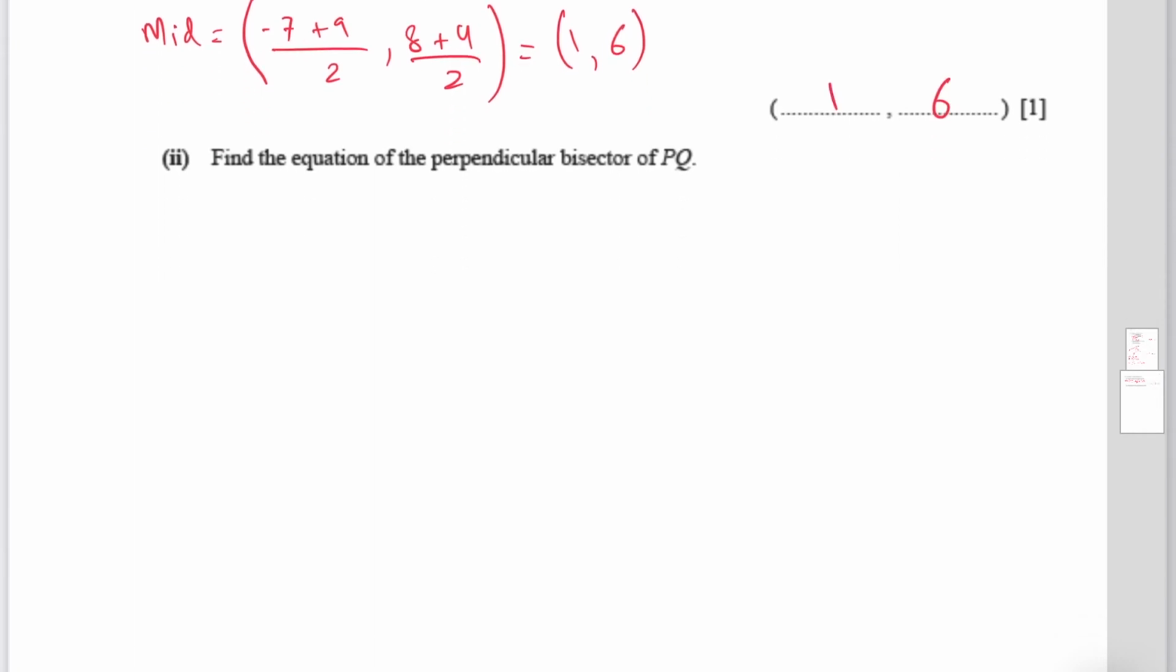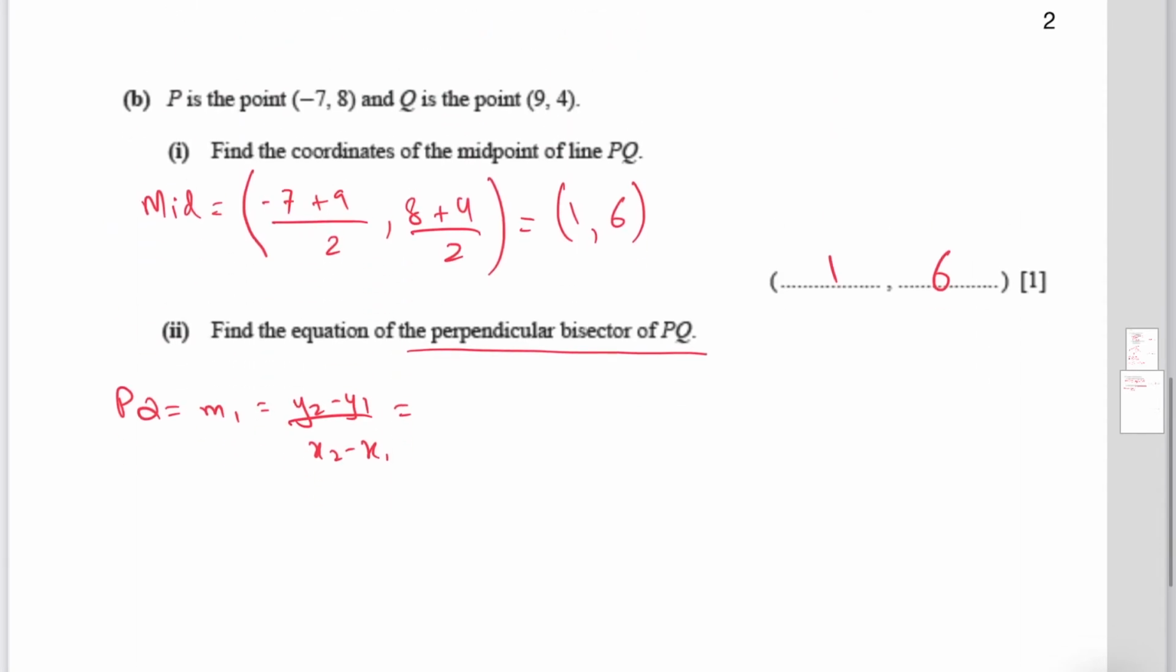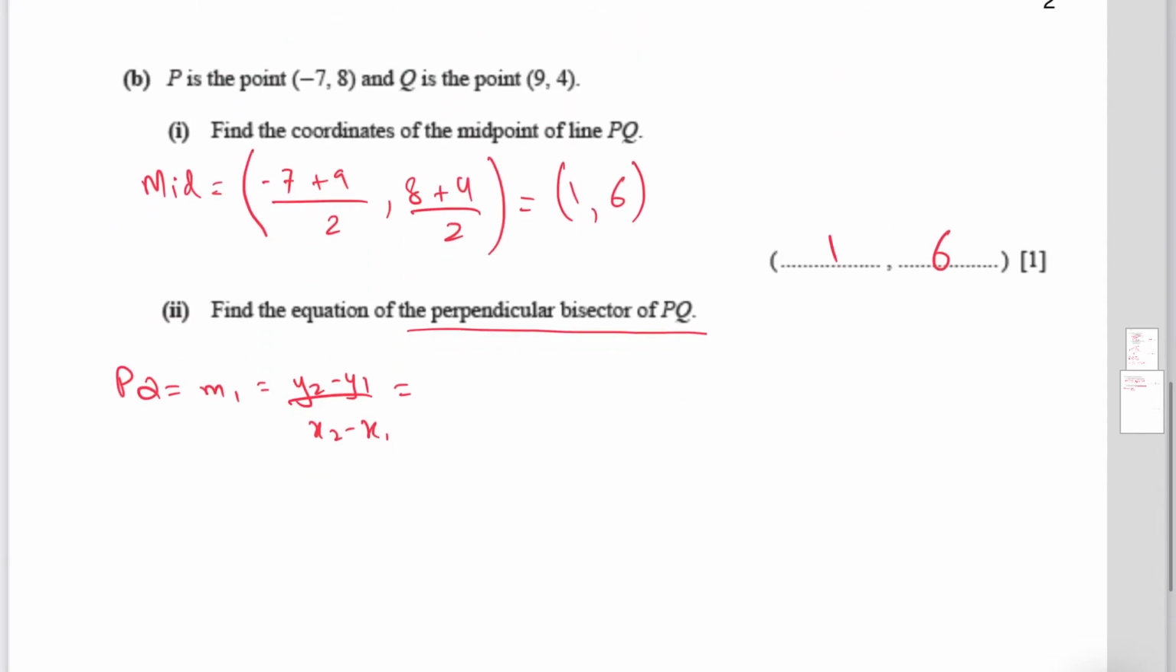The next part says find the equation of the perpendicular bisector of PQ. Okay, first of all, since we're trying to find the perpendicular bisector's equation, if we find the gradient of PQ, let's call it M1. M1 is supposed to be y2 minus y1 over x2 minus x1. Since Q is the point on the right and P is the point on the left, we do 4 minus 8 divided by 9 minus -7. When we do this, we get -4 over 16. When we simplify this, we get -1 over 4. This is the gradient M1 for PQ.